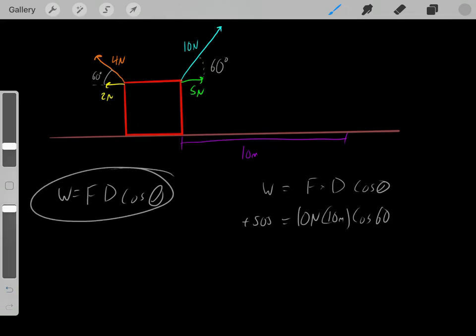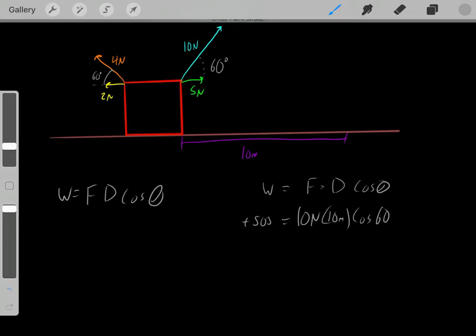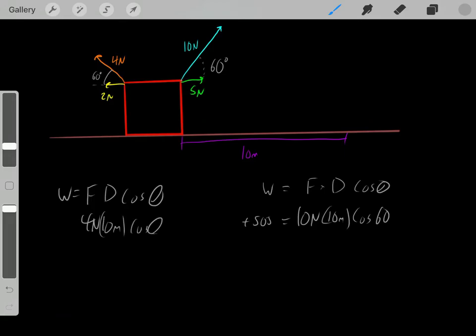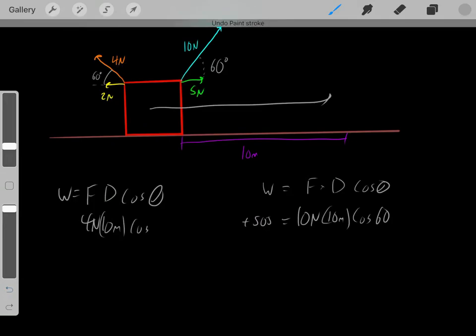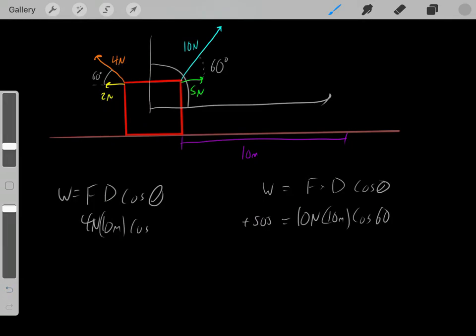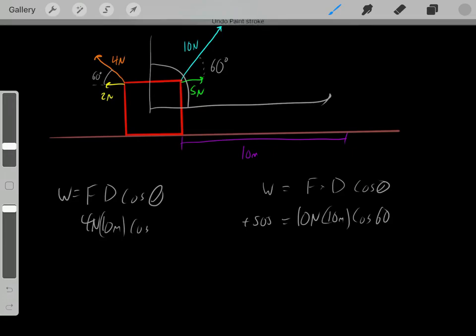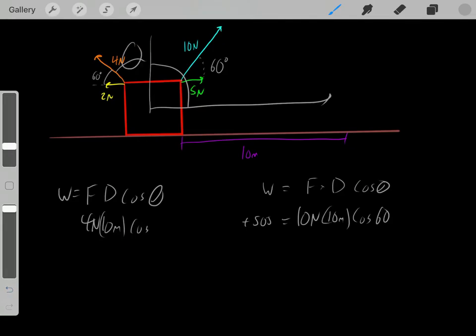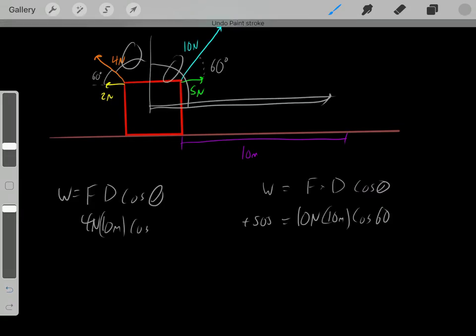So when using this equation, we can be lazy. We can just plug in the original force of 4 newtons. The distance was again 10 meters. And then cosine theta. But what is this theta? It's the angle between the direction of motion and this applied force. And we would see that this would be 90 degrees. And if this is also 90 degrees and this is 60 degrees, we know this is 30 degrees. This is 30 degrees and this is 90 degrees. So the angle between the direction of motion and the directed force is 90 plus 30, which is 120 degrees. So therefore, this theta is 120 degrees.